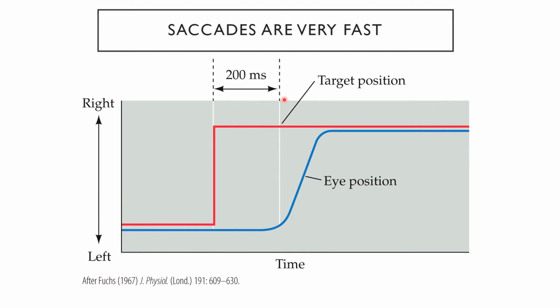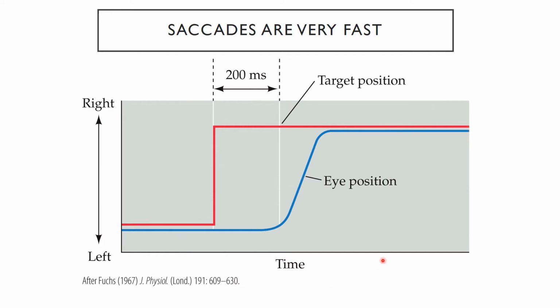There's about a 200 millisecond delay when a target appears for the eye to suddenly react. And then when it reacts, it takes, like I said, around 20 to 30 milliseconds to actually move to the new target. And then it'll be precisely aligned with that new target.